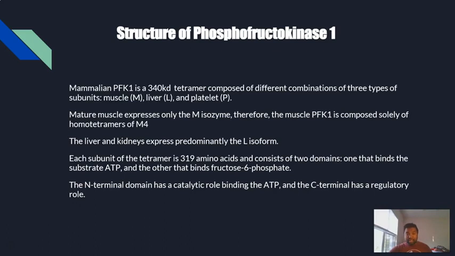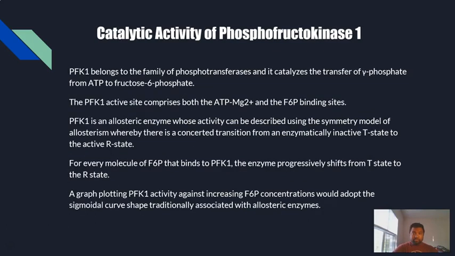Each subunit of the tetramer is 319 amino acids and consists of 2 domains, one that binds the substrate ATP and the other that binds fructose 6-phosphate. The N-terminal domain has a catalytic role, binding the ATP, and the C-terminal has a regulatory role. Phosphofructokinase 1 belongs to the family of phosphotransferases, and it catalyzes the transfer of the gamma phosphate from ATP to fructose 6-phosphate.